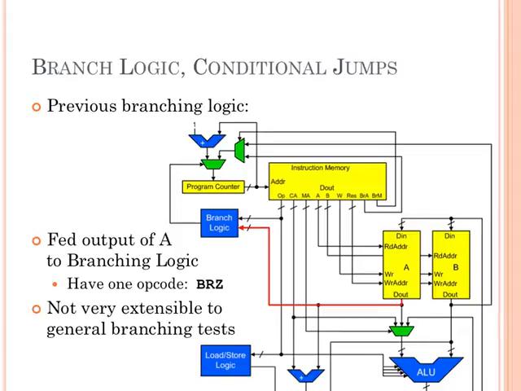Like, what if we wanted to do branch if non-zero? Well, that's fine. We could still do that in the branch logic. But what if we want to do a branch based on if one value is less than another? Okay. Well, now it's starting to get a lot more complicated. We'd have to have quite a few instructions just to implement that.